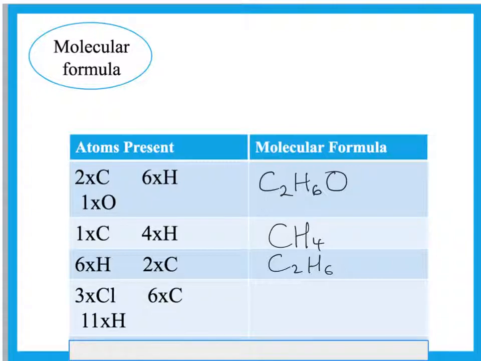Okay, finally, we've got 3 chlorines, 6 carbons, and 11 hydrogens. So we'll put carbons first, and we've got 6 of them. Then hydrogens, we have 11 of them, and chlorines, we have 3 of them. So that is it for writing molecular formula.